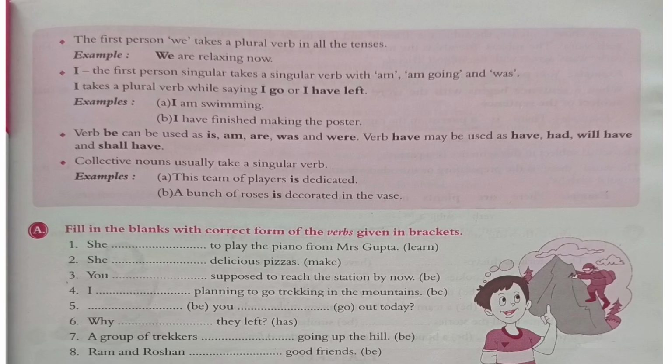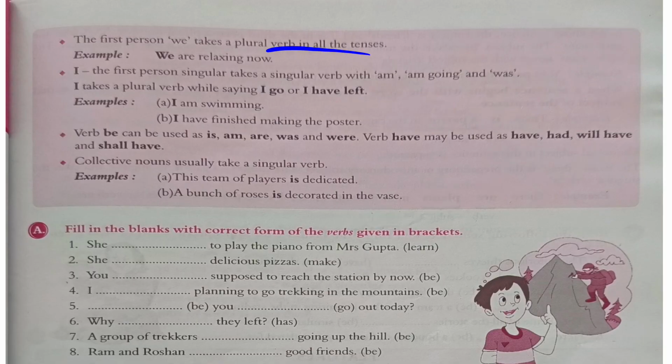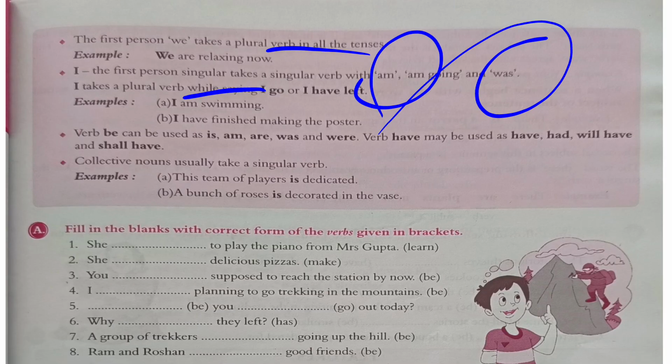Now let's try to understand. The first person, we, takes a plural verb. We always takes a plural verb. We are, we have. Okay, so it always takes plural verb. I is the first person. Singular takes a singular verb with am and was. Like I was going, am playing. You know that I takes another verb, that is am. Verb can be used as is, am, are, was, were. Have may be used have, had, will have, and shall have according to the subject.